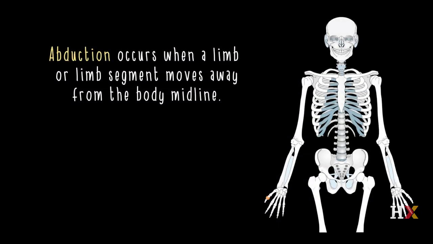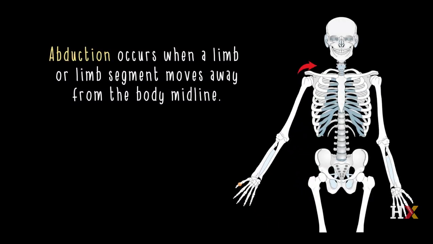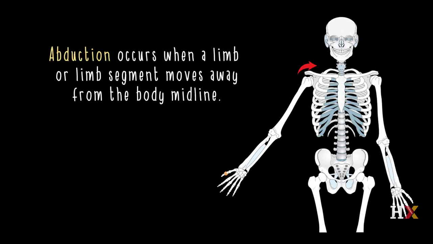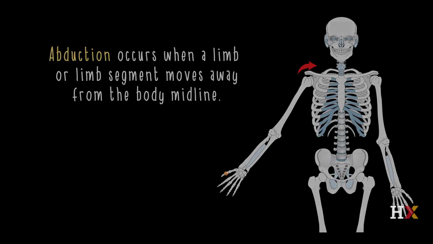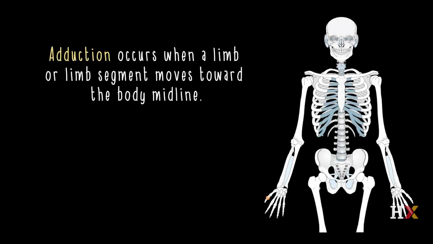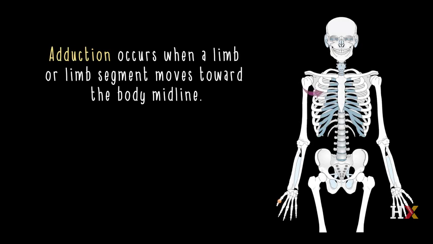At the shoulder, the angles between the bones actually don't seem all that different. It's a little arbitrary at the shoulder. The angulation between the bones is not all that conspicuous. Looking at the skeleton from the anterior aspect, abduction occurs when a limb or limb segment moves away from the body midline, and adduction occurs when a limb or limb segment moves toward the body midline. So abduction is away from the midline, adduction toward the midline.